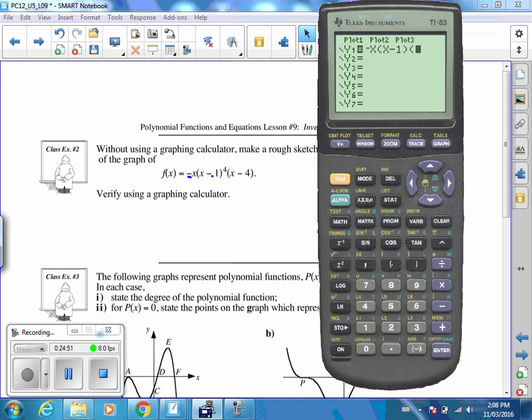X minus 4, graph. And look, it's almost like we know what we're talking about. Although again, we're zoomed in a little close here. Let's go zoom standard. Now we might be able to see it more effectively. So that looks pretty good.